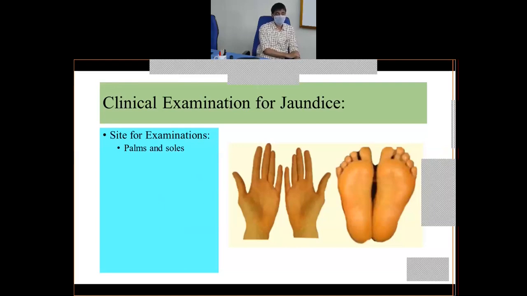And usually in case of hemolytic jaundice, you will not get pigmentation of the sole and palm, because there the hyperbilirubinemia is not beyond 5 milligram per deciliter. So if you are getting hyperbilirubinemia that affects the palm and sole, that means it is not a hemolytic jaundice, you are dealing with something else.